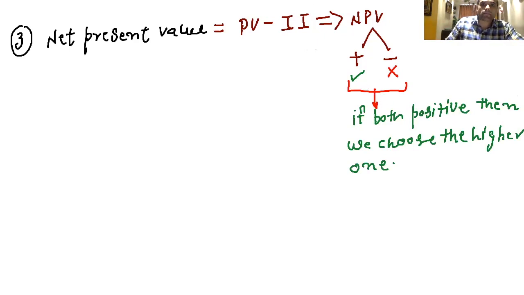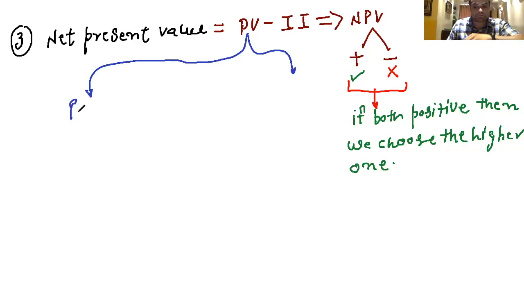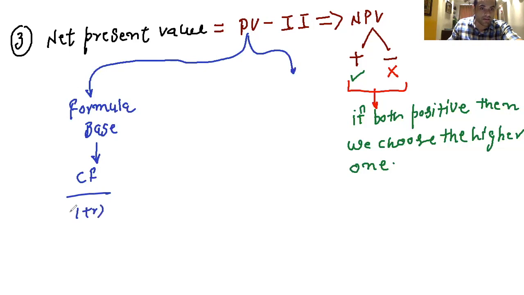So now, how to calculate present value? You know that. In order to calculate present value, we have two ways. One is formula based, which you already covered in topic 3. The formula is cash flows divided by (1 plus r) to the power t.